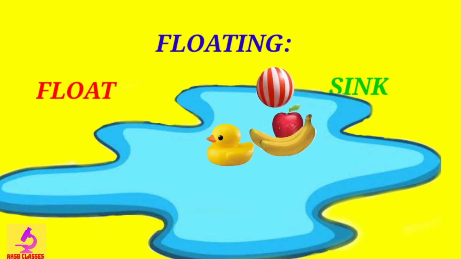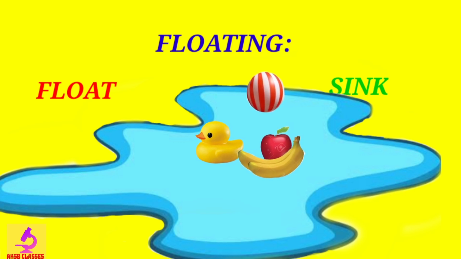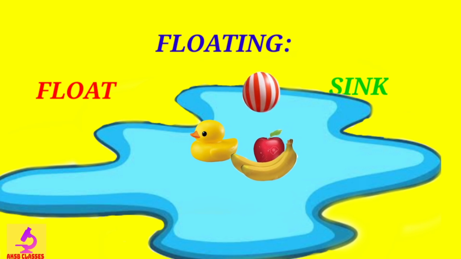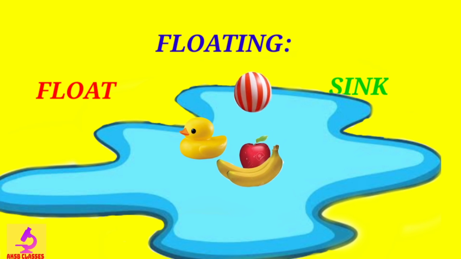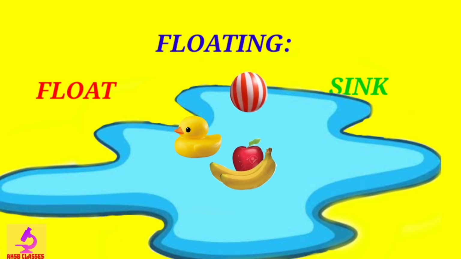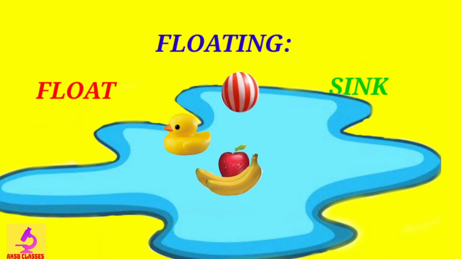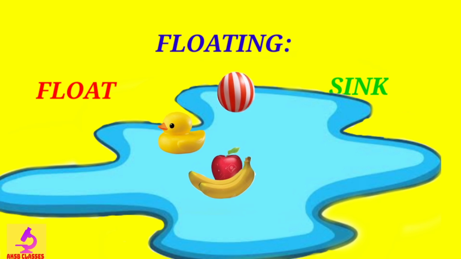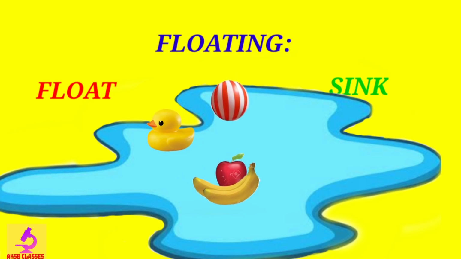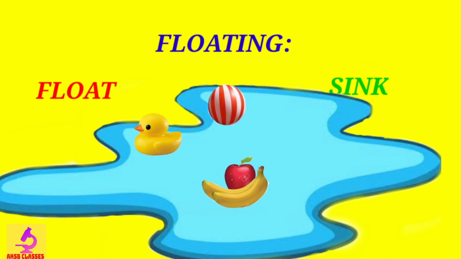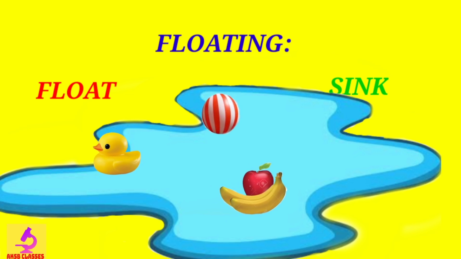Now the other property is the floating property of materials. If you see a plastic duck or plastic ball or ripened fruit like banana, apple, when we put it inside the water, it will start floating due to low density. Material that has low density will float on the water surface.